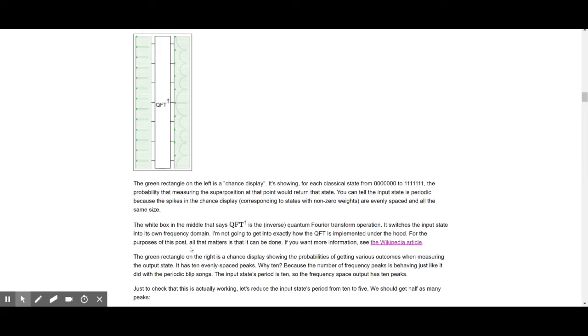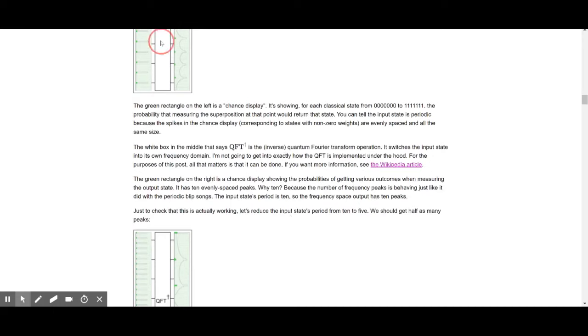For the purpose of this post, all that matters is that it can be done. Okay, so I'm happy that he's ignoring the QFT implementation for the moment. We're caring about the inputs and the outputs first, so we understand how the algorithm is built.